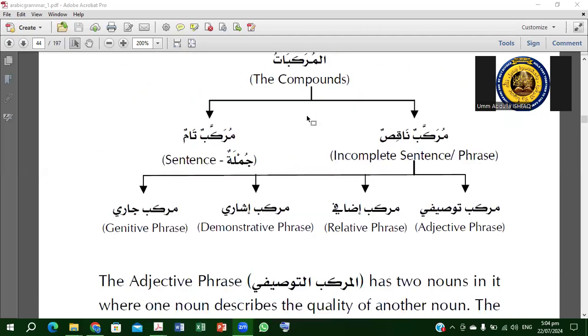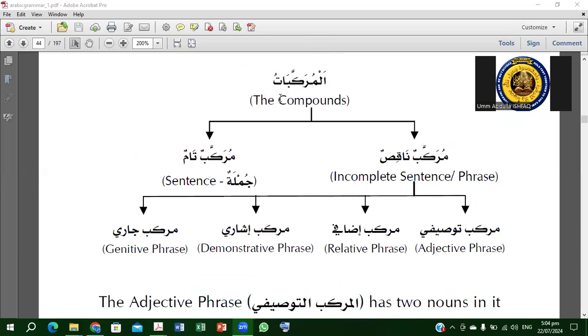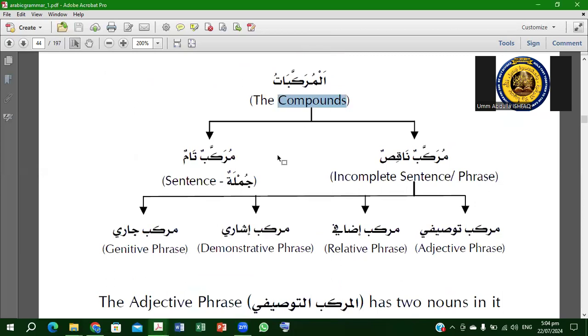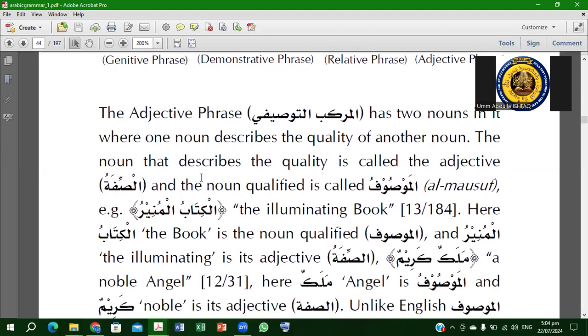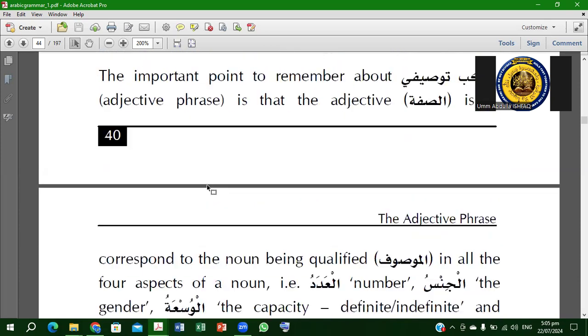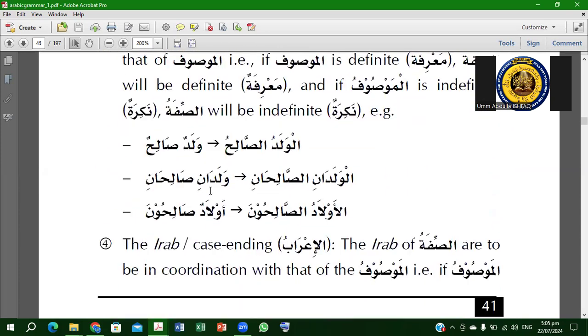So here you can see murakkabat means compounds or fragments, whatever you call it. There are four types: murakkabe tawsifi, idafi, ishari, and jari. And quickly we'll go with the examples to understand more. This is the example. This is mawsuf, waladun, and this is sifa, salihun. Walad means boy, salih means good or righteous.